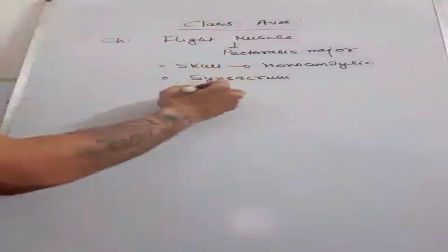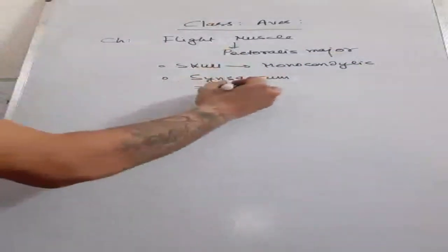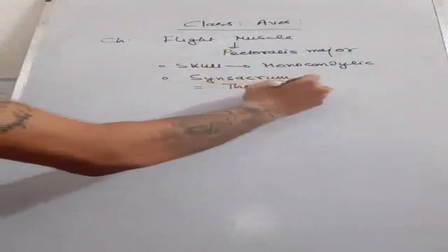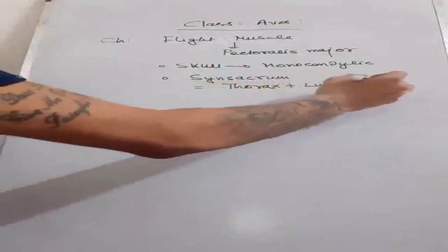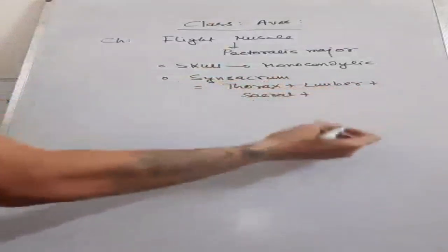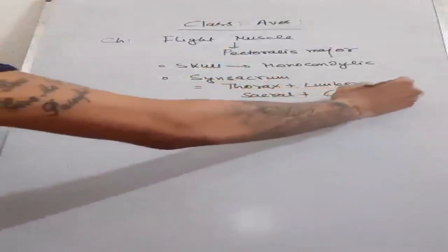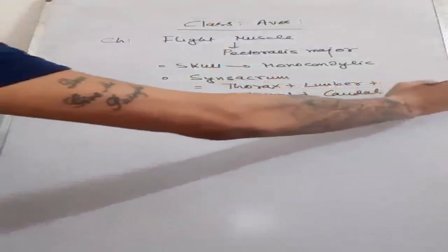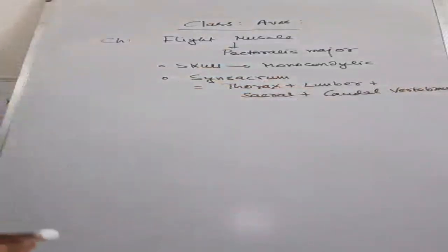Synsacrum, we can make a formula out of it. Synsacrum is a structure which is basically made up of the thorax, lumbar, sacral, and caudal vertebra. So that is called a synsacrum.